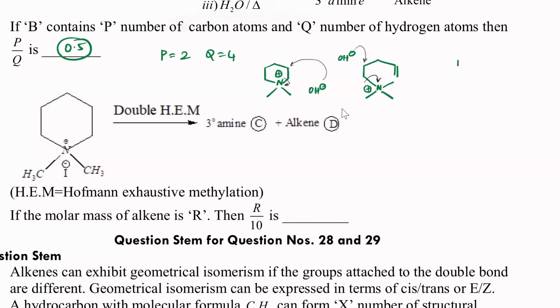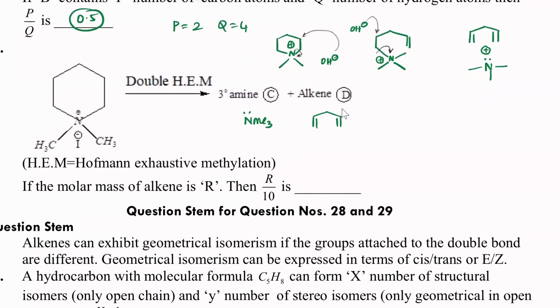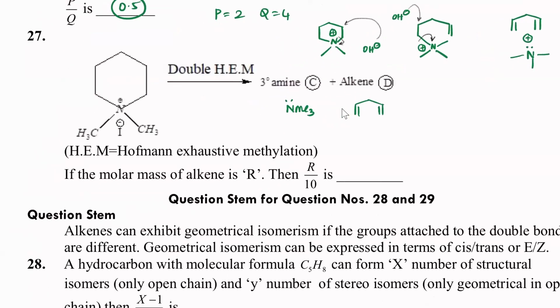So by doing that, the product you will get here is like this. This is the double bond, and nitrogen would have 3 methyl groups and a lone pair. So these are the final products formed. So N(Me)3, and the alkene is like this, a pentadiene. If the molar mass of the alkene is R, then R by 10. So 5 carbons, correct? So we have 60 plus.